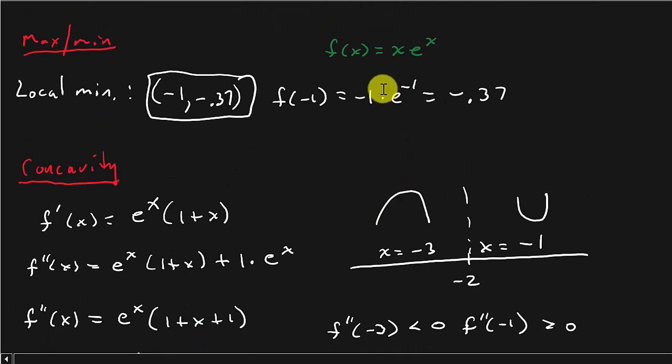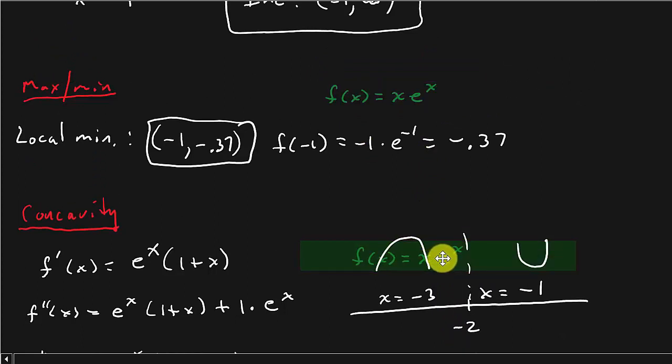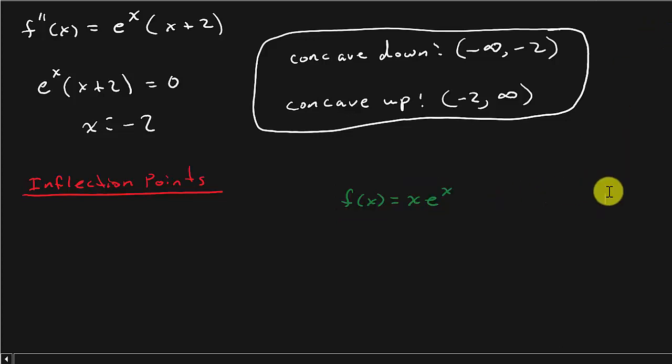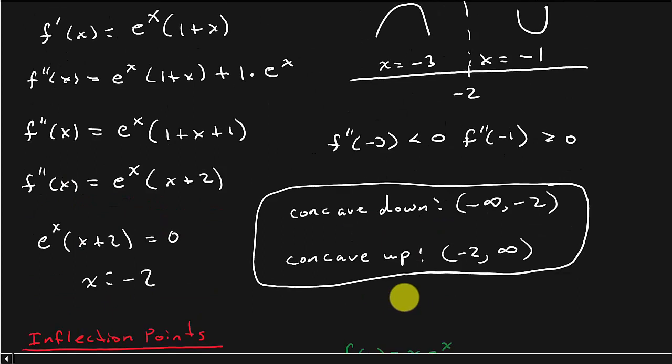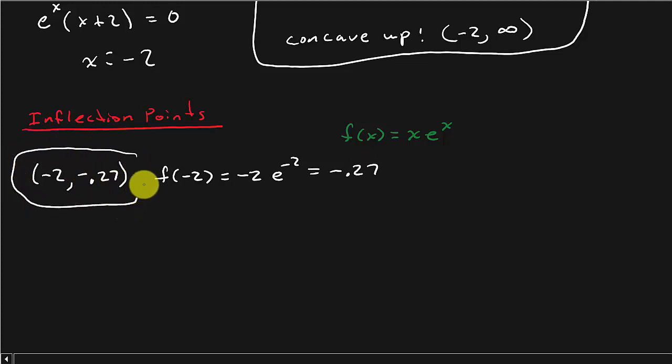And let's bring the original function down so we can see this. So we've got an inflection point at -2. Okay, that's where it changed concavity, right here at -2. So once again, we got to get our y coordinate. So we plug the -2 back into the original function. So we've got f of -2 is -2 times e to the -2, which is -0.27. And there's our inflection point.